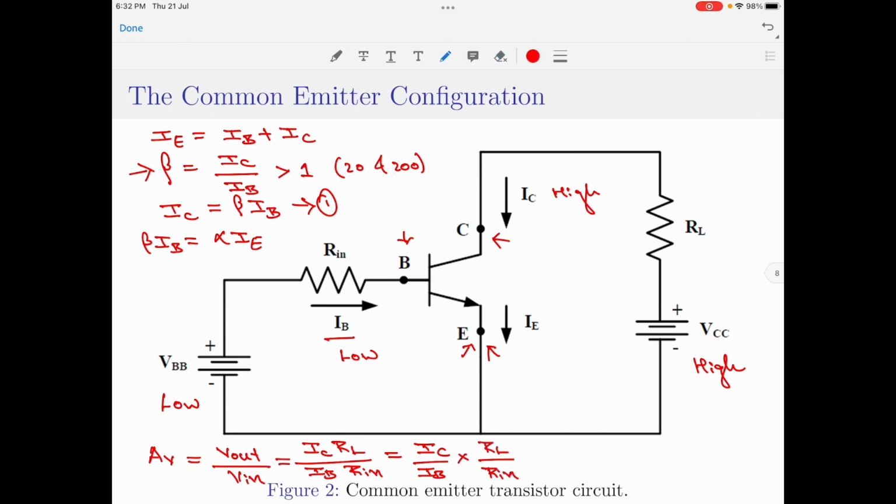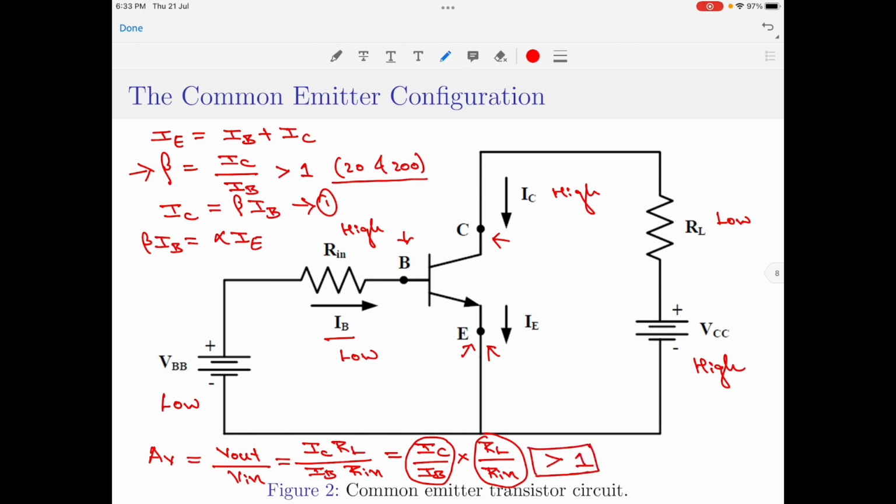For the common emitter configuration, the value of the load resistance will be low compared to that of the input resistance. So, if I substitute that concept here, the ratio RL divided by RIN will be less than or equal to 1. However, it is the other ratio, which is IC divided by IB, which is considerably high. As I said, it ranges between 20 to 200. Therefore, the overall voltage gain that is produced by the common emitter configuration is always greater than 1.